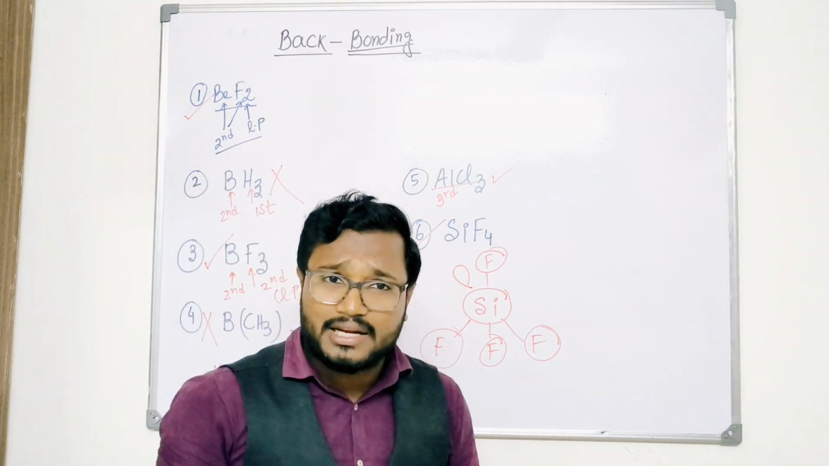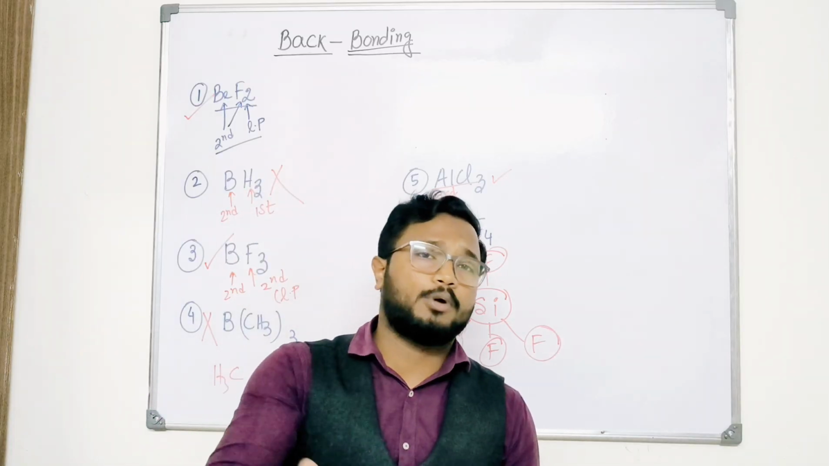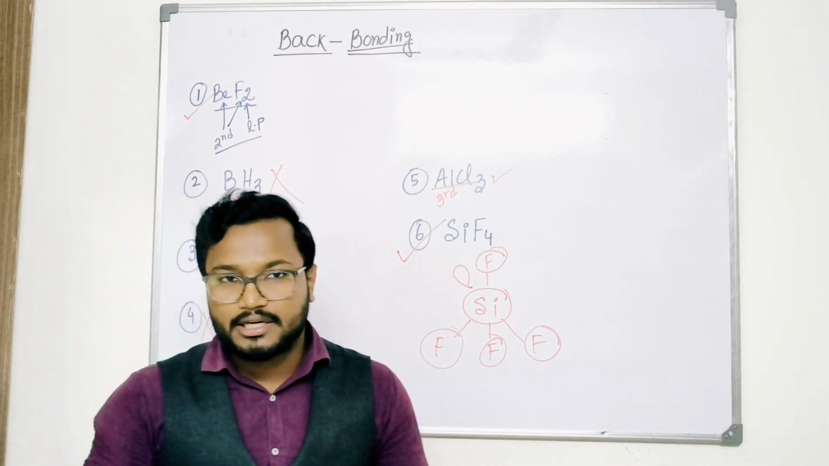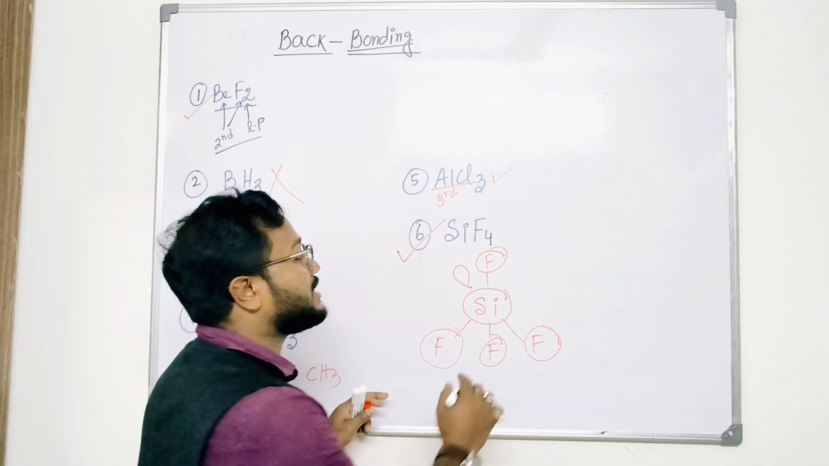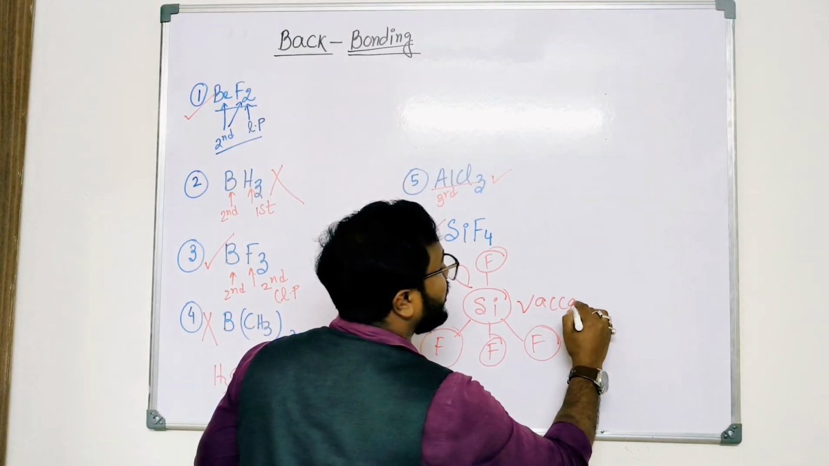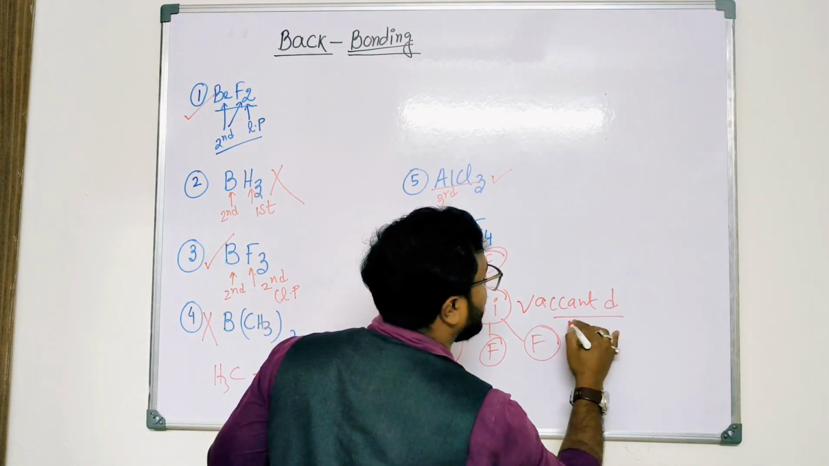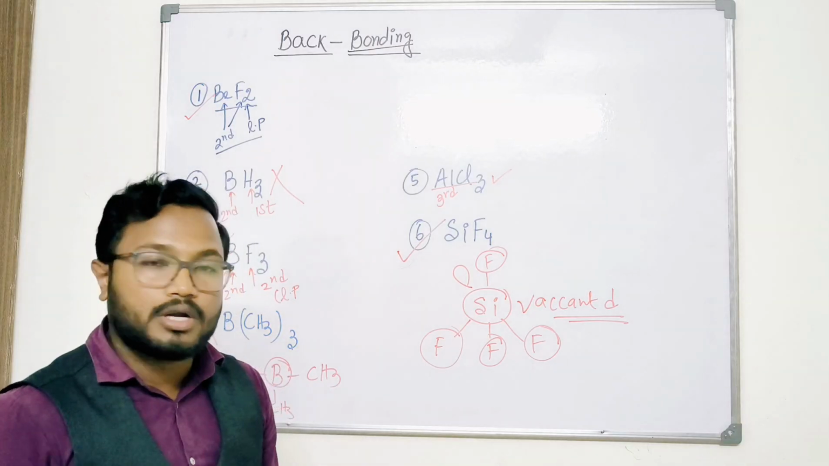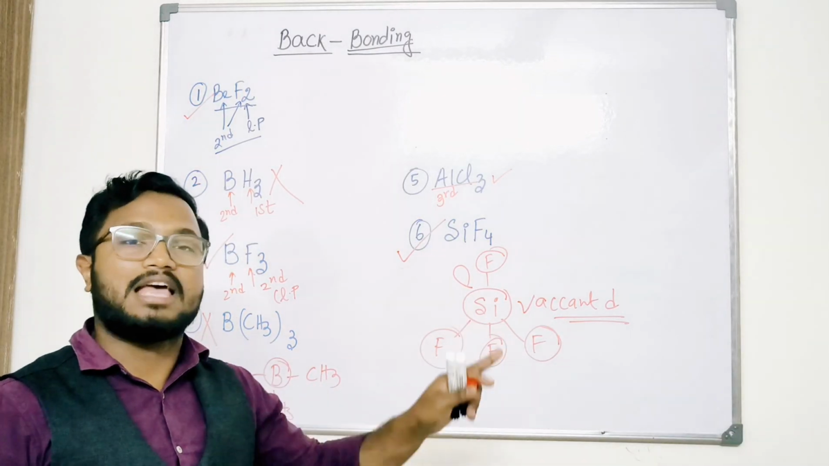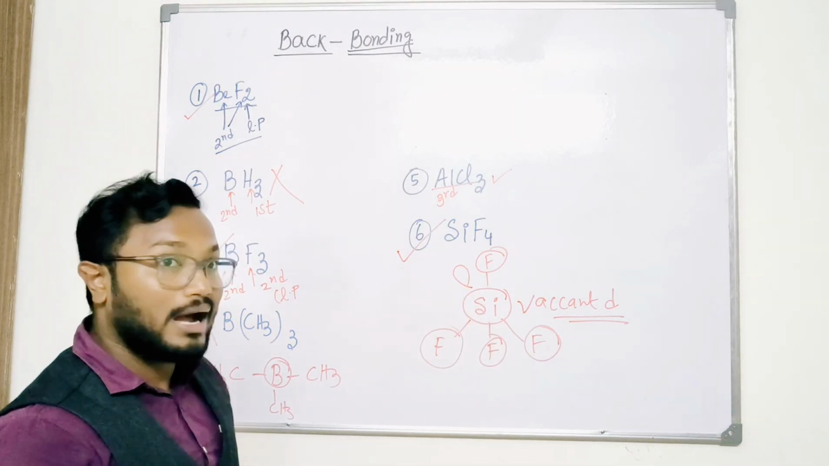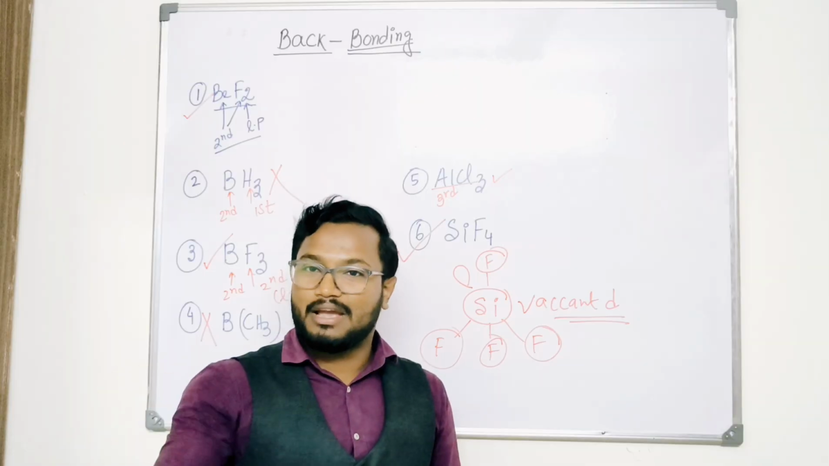Don't consider that because the octet is not filled up, back bonding will happen. There is no logic like that. If any element has a vacant d orbital, then there is a chance of back bonding if another element has a lone pair. Now, how can you understand whether an element has a vacant d orbital?